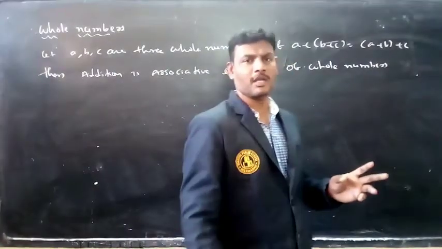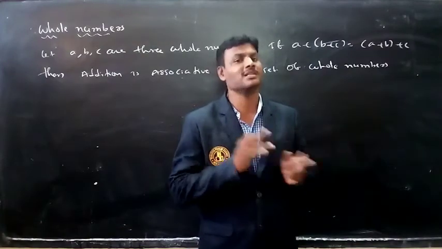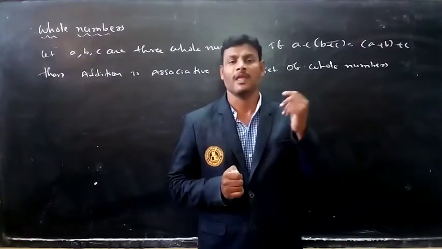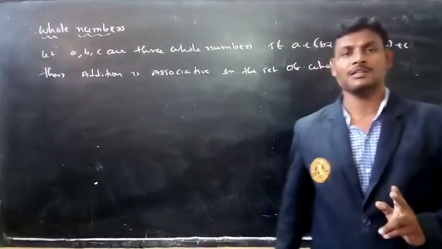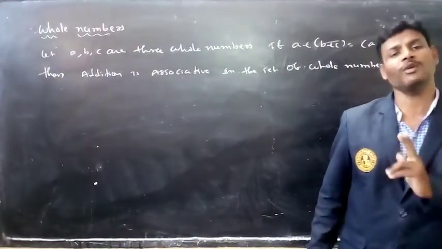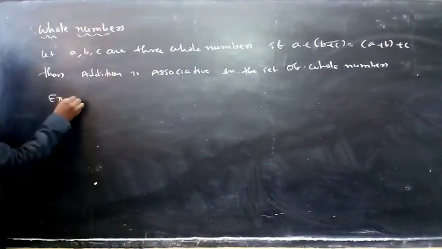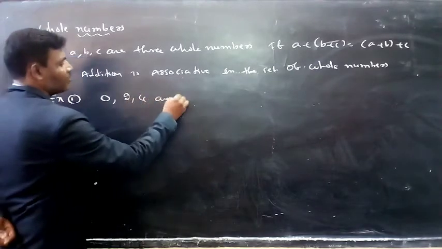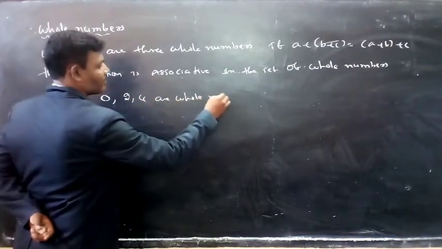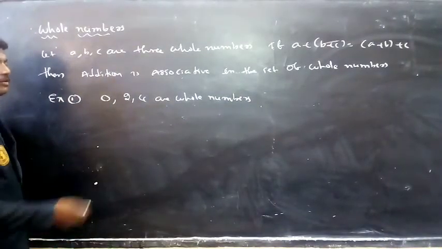Let a, b, c be three whole numbers. If the result of (a plus b) plus c is equal to a plus (b plus c), then we can say addition is associative in the set of whole numbers. Here example 1: 0, 2, 4 are whole numbers.